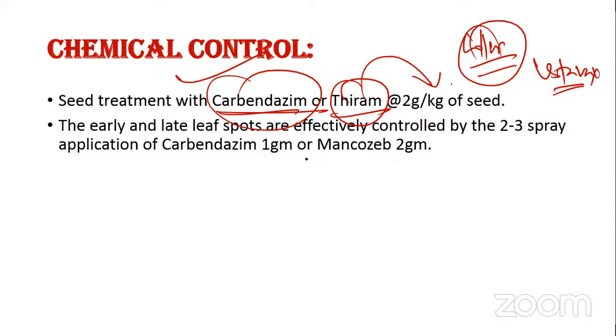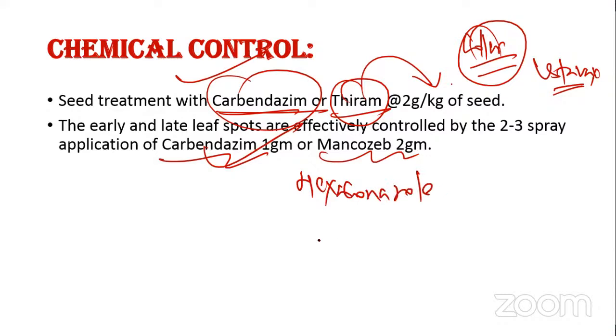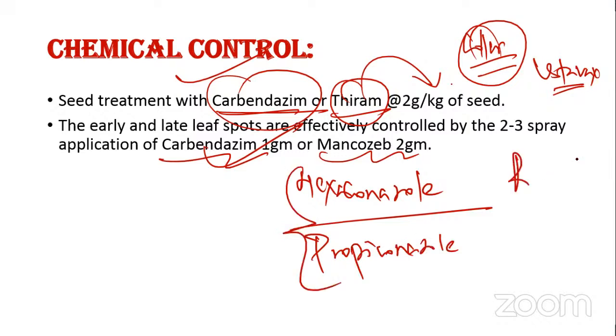even Sclerotium wilt. Then spraying of carbendazim or mancozeb or even hexaconazole, or even propiconazole, against the rust can be used at 0.1%. But for leaf spots, even a combination of propiconazole with a dithiocarbamate is also possible. That also gives a good advantage.